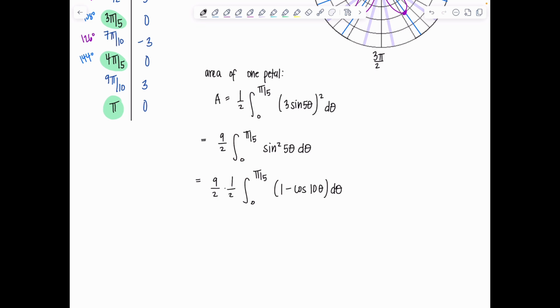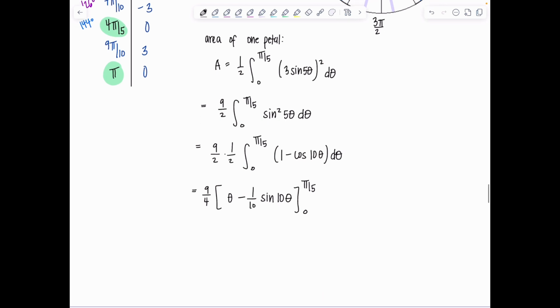And then we have, let's see here. Yeah, we're good. 9/4 times the antiderivative of 1, which is theta, minus 1/10 sine 10 theta, from 0 to pi over 5. And then you can finish it off. I said you could finish it off, and then here I am. I'm like, oh no, let's not leave any leaf unturned. That's sine of 2 pi, so 0, minus a bunch of zeros. So what is that going to be? 9 pi over 20.